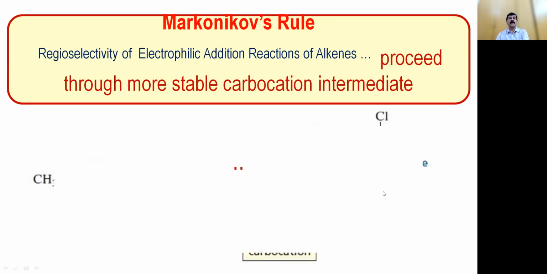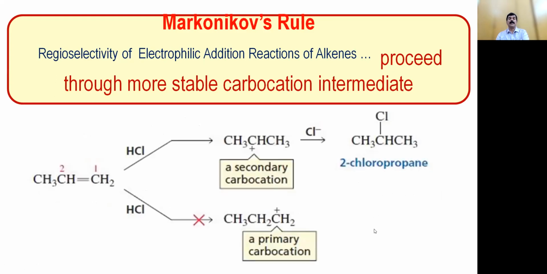And Markovnikov's rule, what is Markovnikov's rule? The negative part of the addendum will be added to the carbon bearing fewer hydrogens. Why? This is again based on the intermediate carbocation. So you can state Markovnikov's rule like this also: the addition of an unsymmetric reagent to an unsymmetric alkene will take place in such a way that the most stable carbocation is formed first, because this is the rate determining step. Once the carbocation is formed, naturally the corresponding product will be formed.